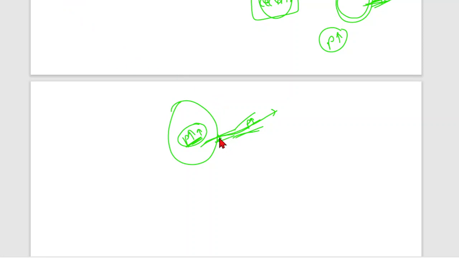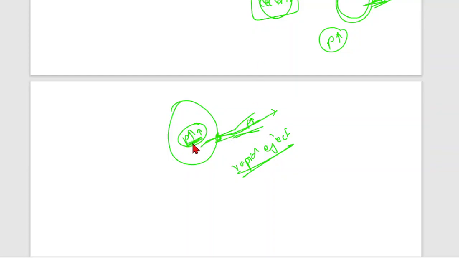Now this mechanism, when the blood moves out, is called rapid ejection. The blood moves out so rapidly. After that, as the blood moves out from the ventricle, the pressure is decreasing, but not too much.